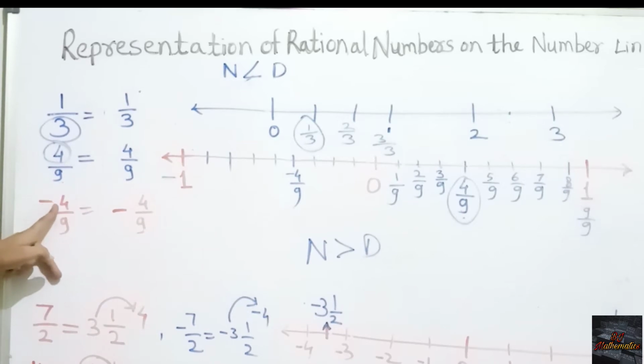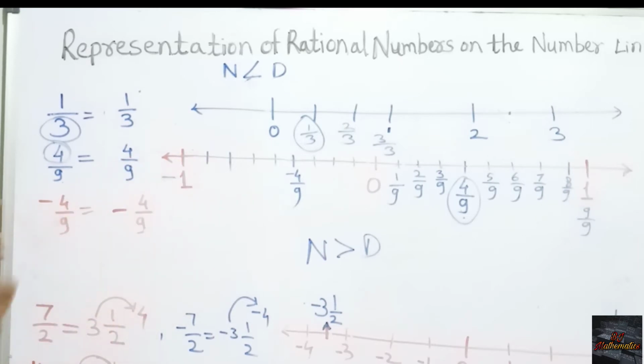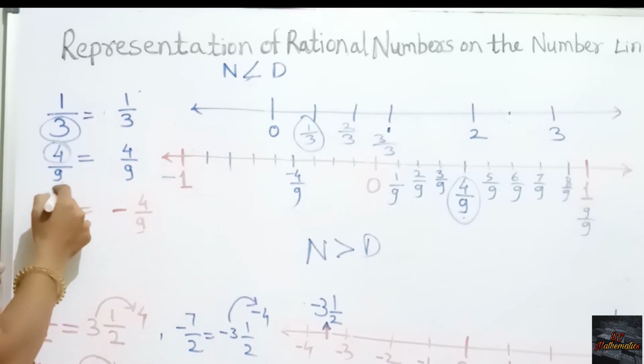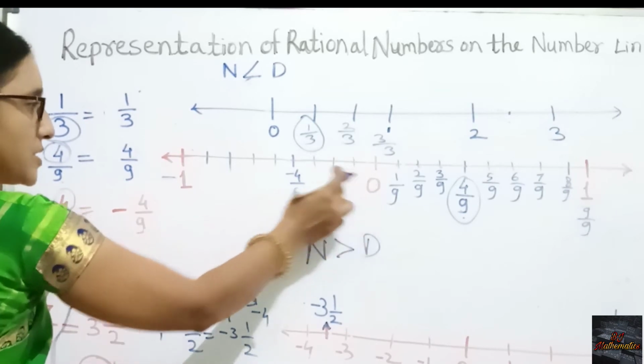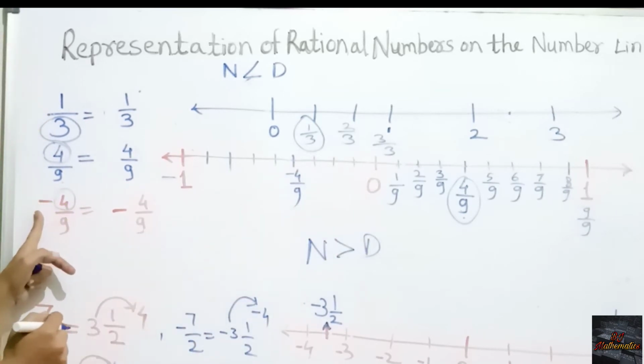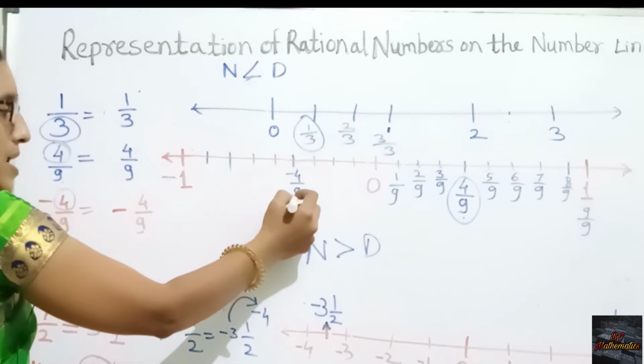And the numerator 4 tells us how many parts of these are considered. Here the numerator is 4. Therefore 4 parts after 0 are considered. Therefore at the fourth marking, minus 4 by 9 is there.